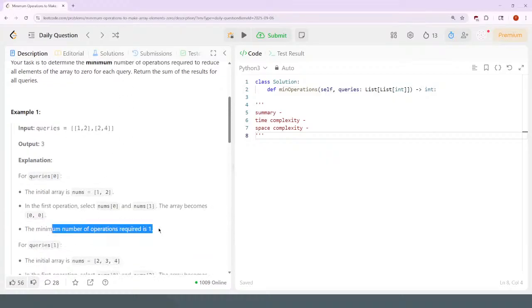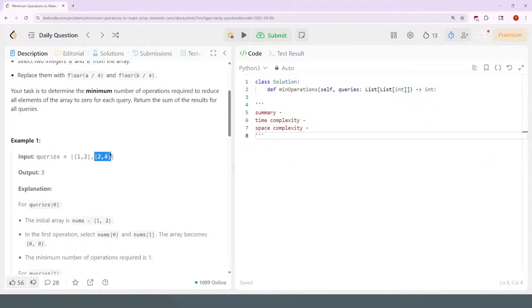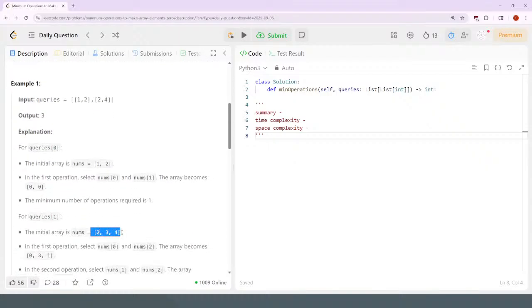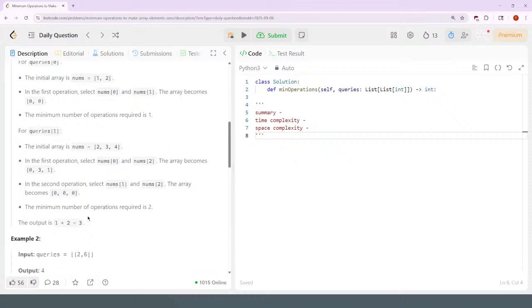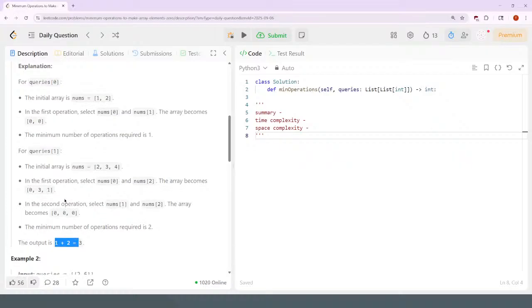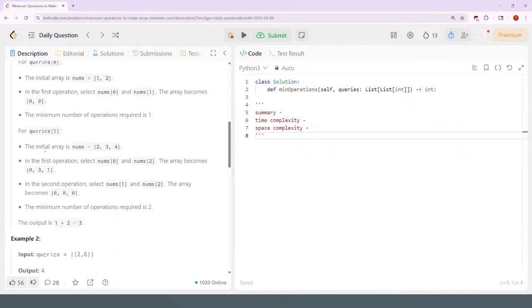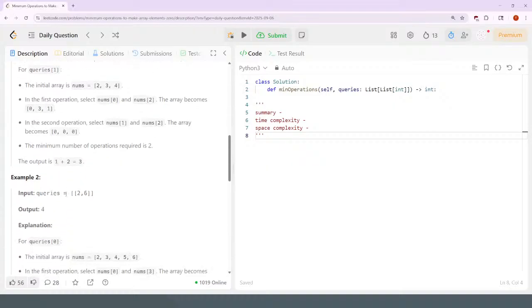So the minimum operations is one. And then [2, 4] implies that the array is 2, 3, 4. I think you need two operations here. If you do 2 and 4, that makes this 0 and that makes this 1. And then 3 and 1 makes both 0. So 1 operation for the first query, 2 operations for the second query. So that's a total of 3.